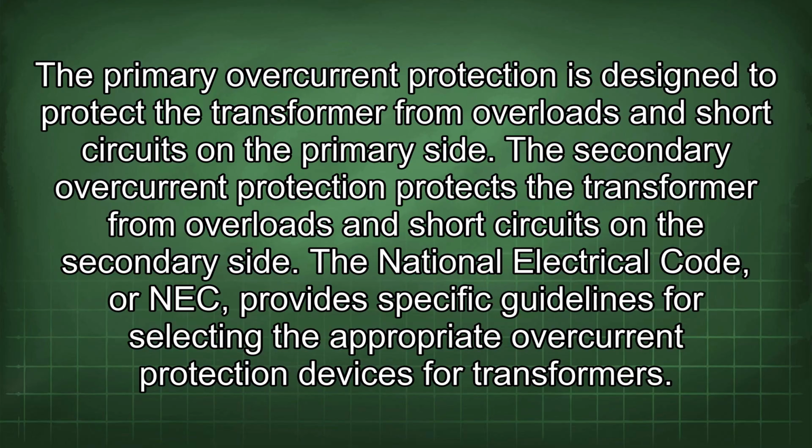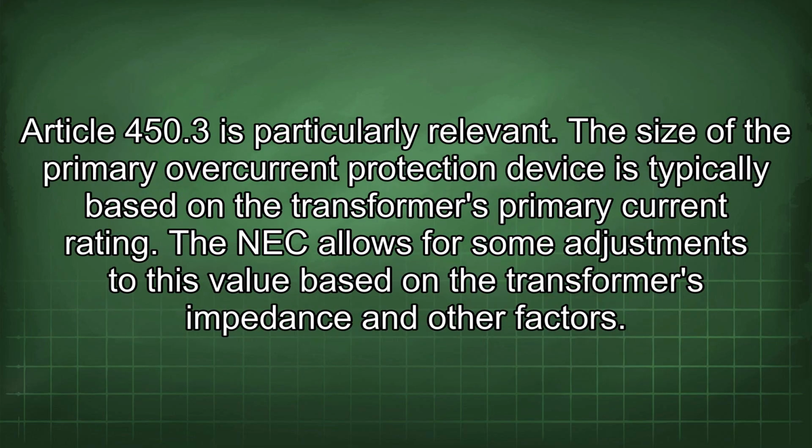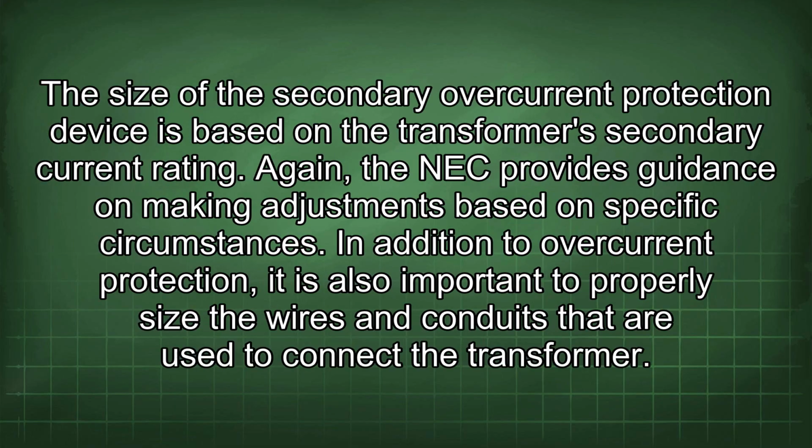The National Electrical Code, or NEC, provides specific guidelines for selecting the appropriate overcurrent protection devices for transformers. Article 450.3 is particularly relevant. The size of the primary overcurrent protection device is typically based on the transformer's primary current rating. The NEC allows for some adjustments to this value based on the transformer's impedance and other factors. The size of the secondary overcurrent protection device is based on the transformer's secondary current rating. Again, the NEC provides guidance on making adjustments based on specific circumstances.